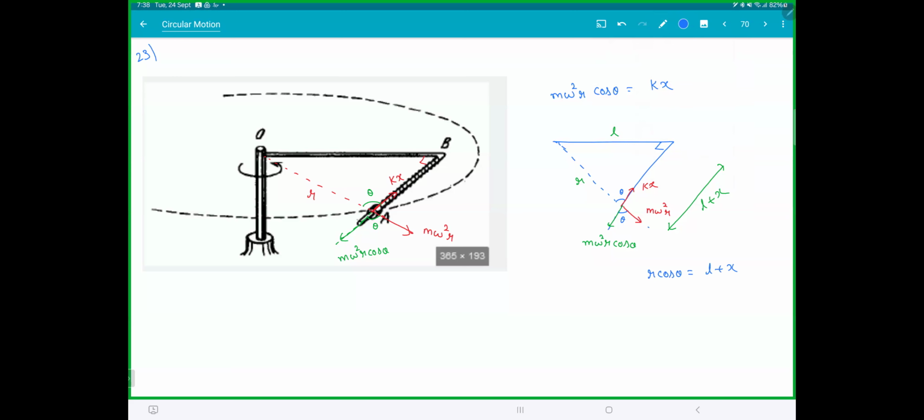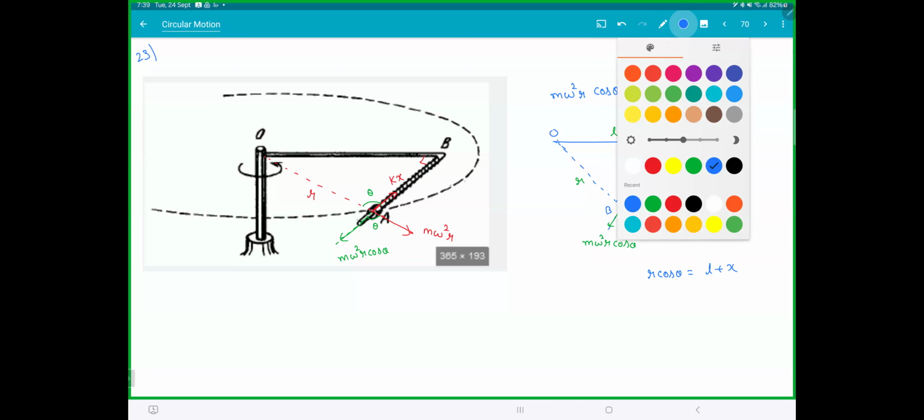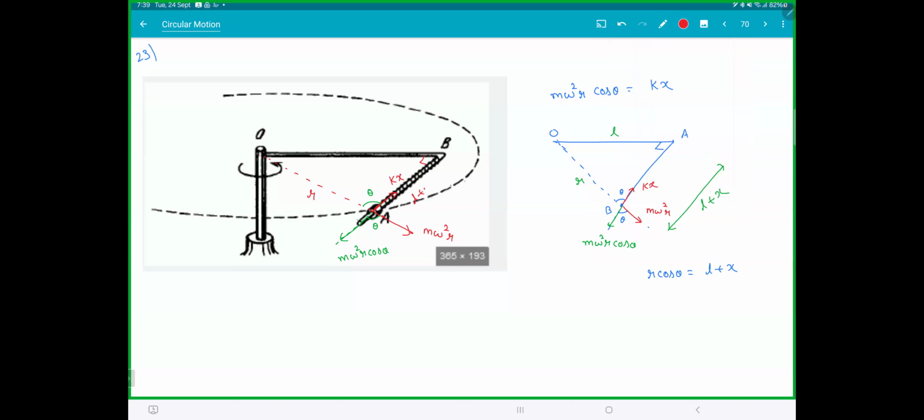Is that making sense for the triangle? If you look at the right angle triangle, this is O, this is A, and this is B. AB has become L plus X because the thing has stretched. This would be L plus X. Substitute there. So it is m omega square R cos theta, which is L plus X, is equal to Kx. Bring all x to one side. So this would be m omega square L by K minus m omega square. That's what we had to do.